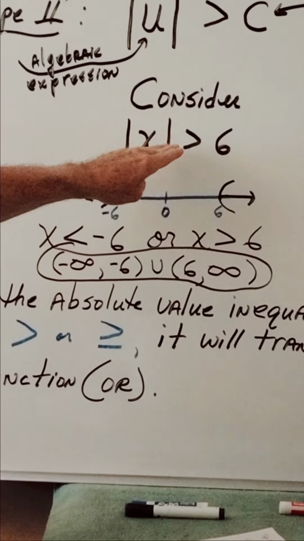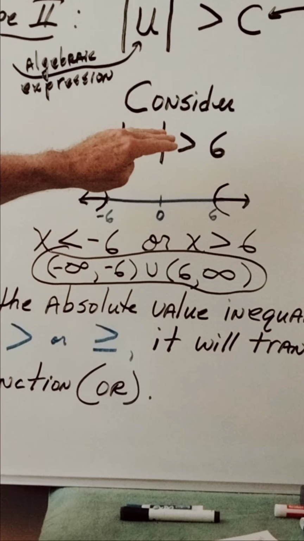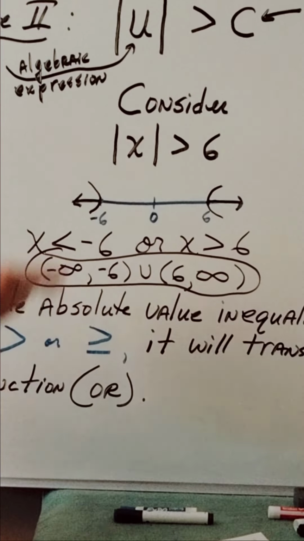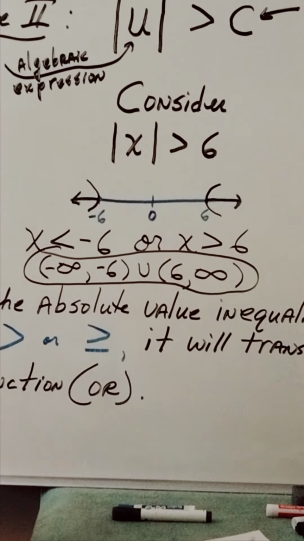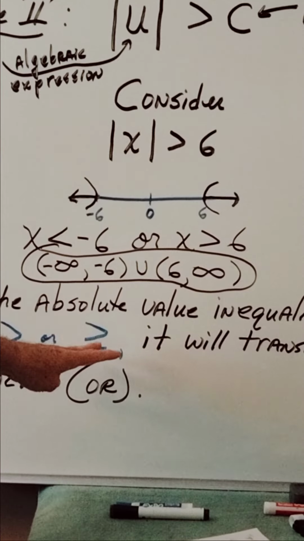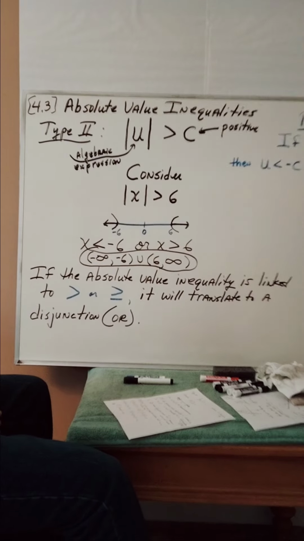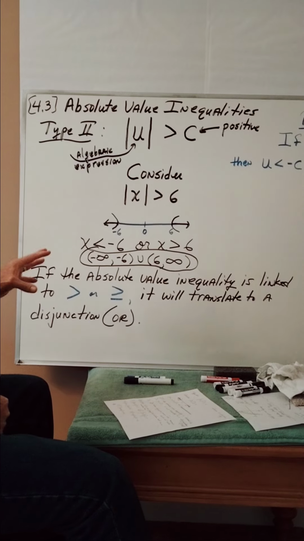So whenever the absolute value inequality is linked to is greater than, it's always going to be a disjunction. And I won't read that. You can read it right now before we let it go, because that is exactly the truth.